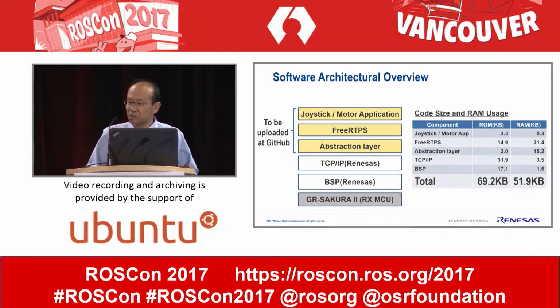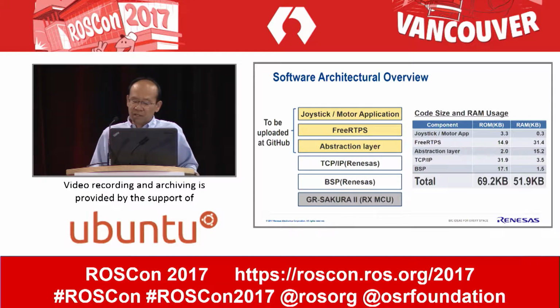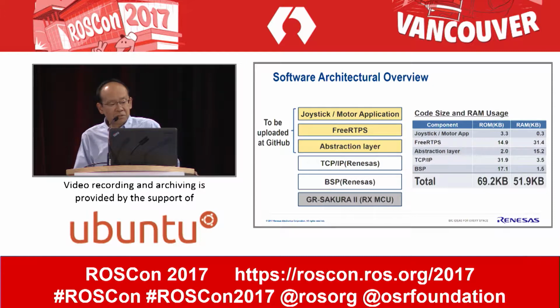This is the architecture overview. We implemented these three software layers. There is an abstraction layer on top of the Renesas native software, and FreeRTOS runs on it. The application runs at the top of the stack. As you can see on the right-hand side, we can fit even in this tiny memory space and still have room to spare for other applications. By the way, I'm planning to upload these three pieces of software as open source on GitHub pretty soon.